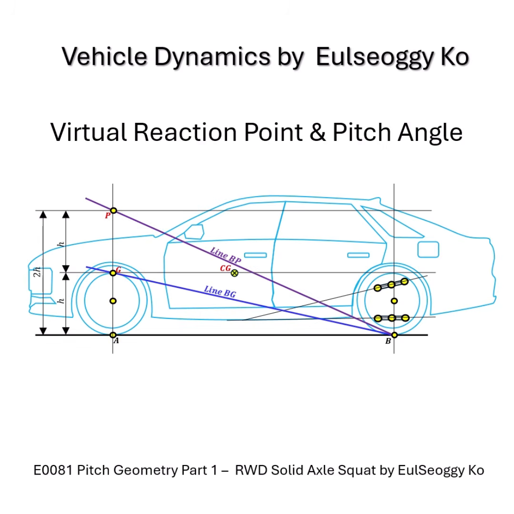The pitch angle changes when a rear-wheel drive vehicle accelerates depending on the location of the virtual reaction point SR. The pitch angle can be explained in a total of 7 categories. The first is when the virtual reaction point is below the ground, the second is when it is on the ground, the third is when it is between the road surface and line BG, the fourth is when it is at line BG, the fifth is when it is between line BG and line BP, the sixth is when it is at line BP, and finally, the seventh is when it is above line BP.